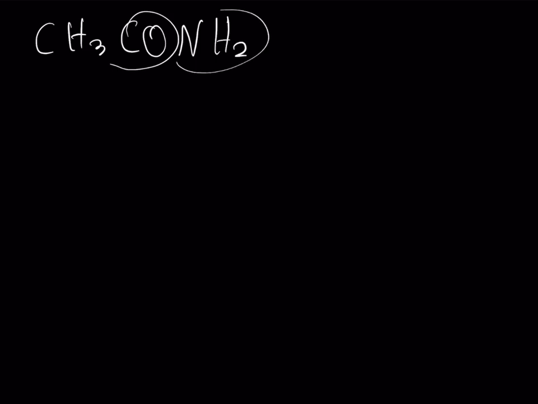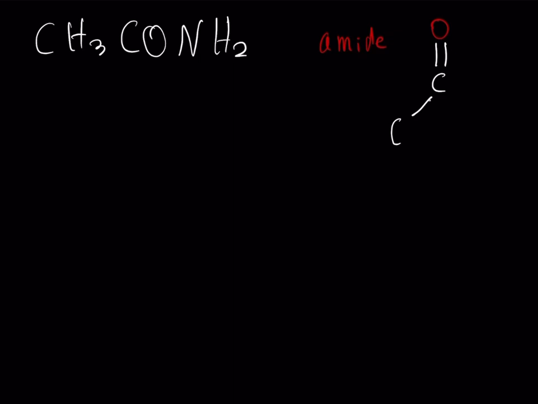Next example, let's look at CH3, CO, NH2. So whenever you see CONH2, there is an amine inside of it, but when you see the CO before the NH2, that's going to be called an amide. An amide is similar to an amine, but there is an important difference. So an amide is an oxygen double bonded to a carbon. One end of the carbon is going to be another carbon. The other end is going to be an amine group. It's going to be an NH2.